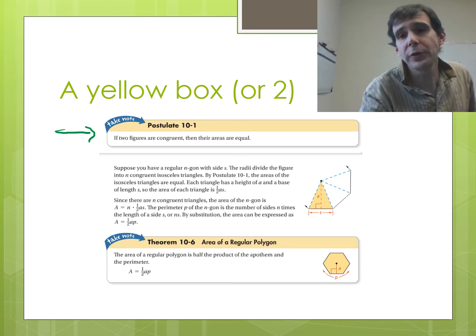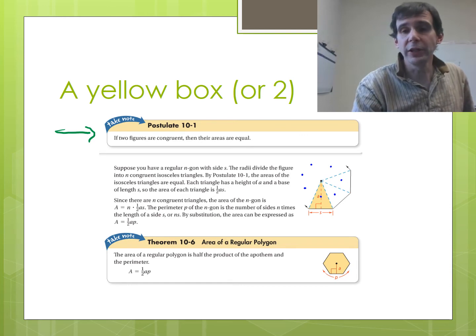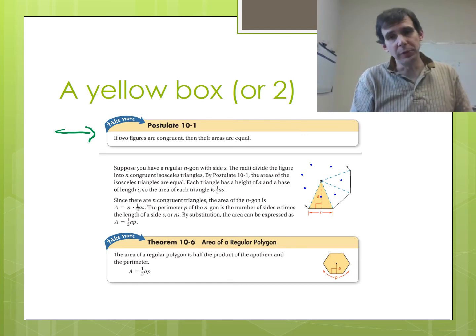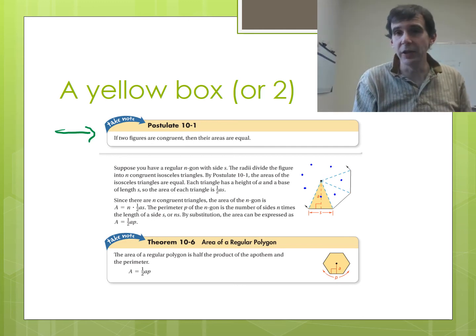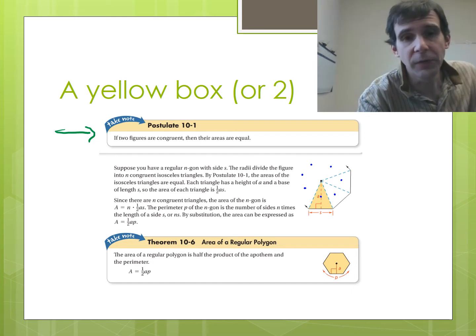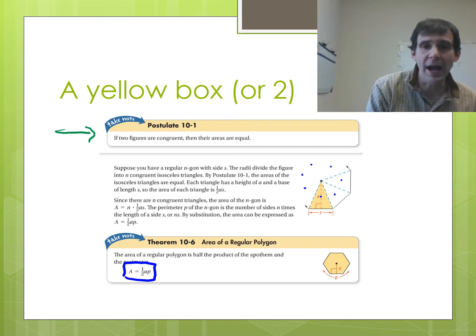So remember, we're going to be looking at all these triangles that make up a regular polygon. If we find the area of one, we can just multiply it by the number of sides of the polygon, which is the number of triangles. And that's really what's going to happen here. Here's our formula for the area of a regular polygon. The area is equal to 1/2 apothem times perimeter.